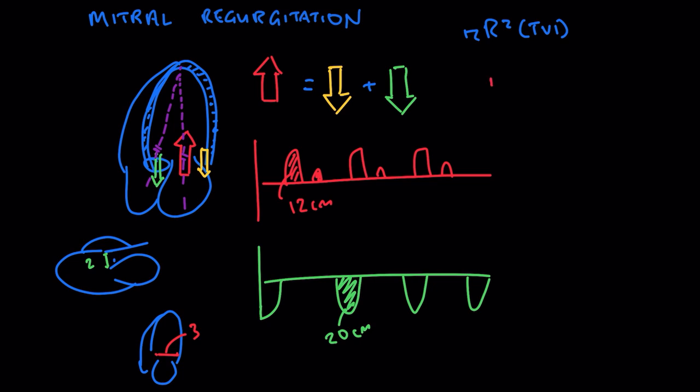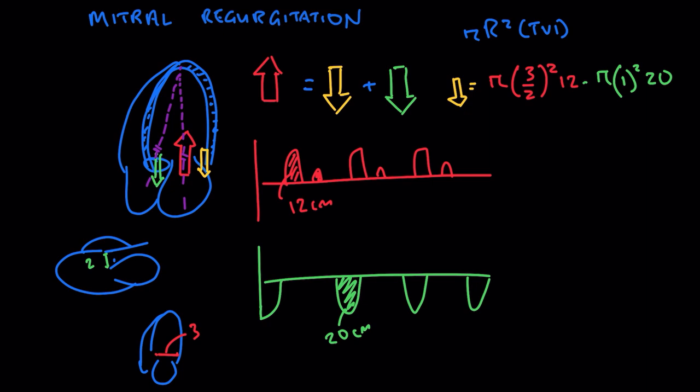We can say that pi, what's the radius of our mitral valve? Well, that'll be 3 over 2, pi r squared times 12. And now we're trying to solve for the yellow arrow, so I'm going to say minus pi, so this is the blood flow that is going out of the aortic valve, pi times 1 squared times 20. This is going to be equal to R, our downward arrow, or the amount of blood that is leaking backwards, the mitral regurgitation.